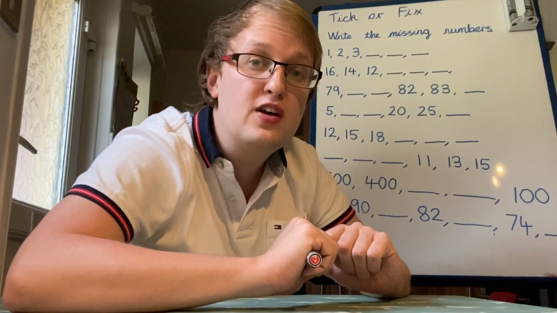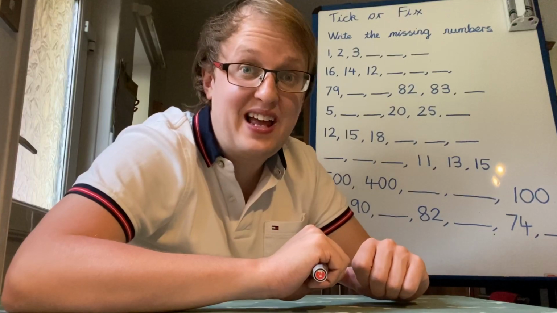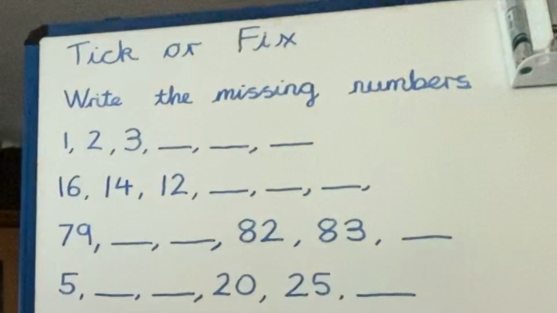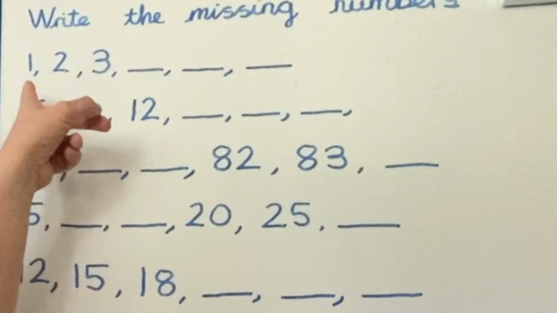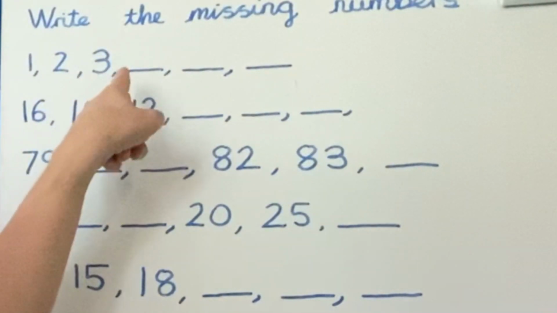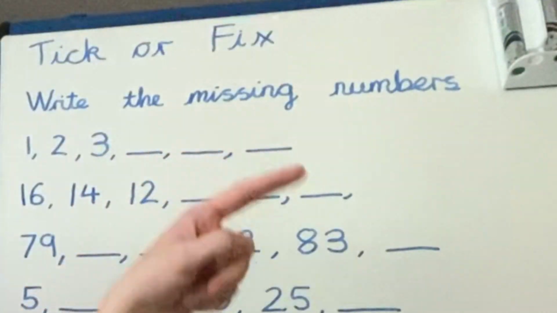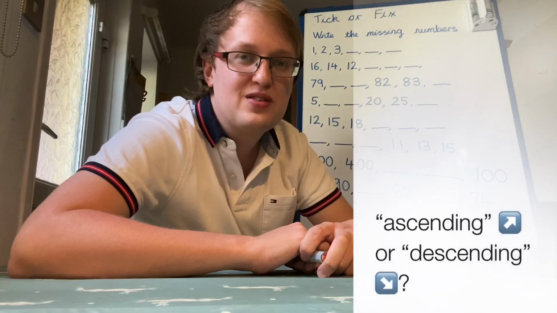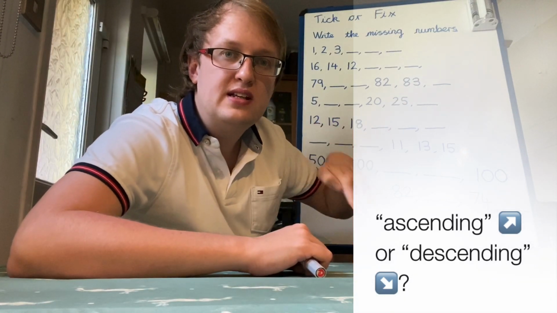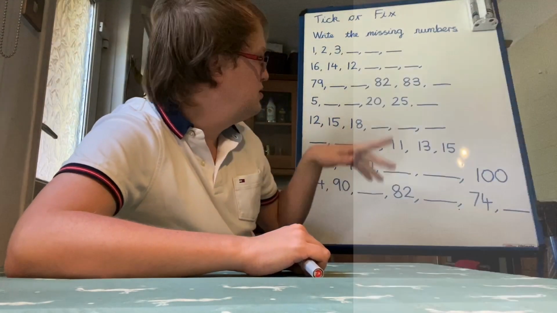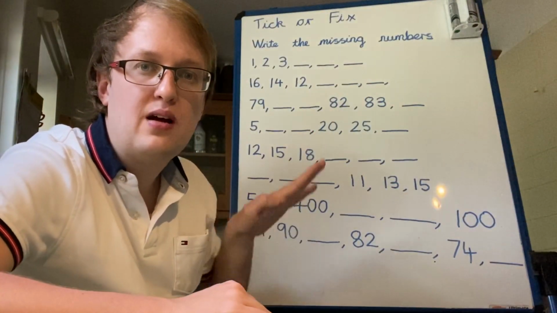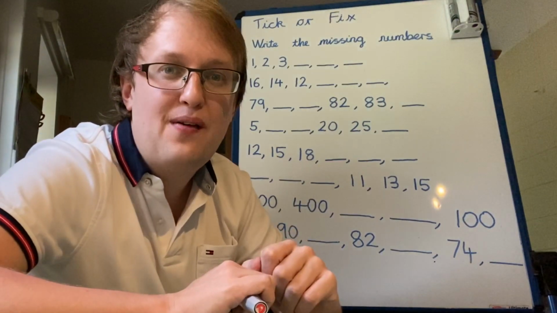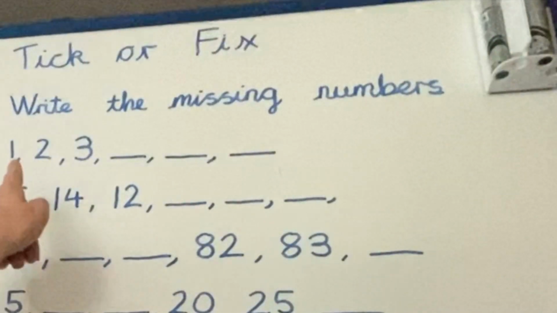And we need to firstly read that question really carefully. Write the missing numbers. Step 2, what do we have? 1, 2, 3, and then we've got 3 missing numbers. Step 3 was to see if it's going in ascending or descending. So are the numbers getting bigger or getting smaller? So 1, 2, 3. So the numbers are going up, aren't they? They're counting upwards.